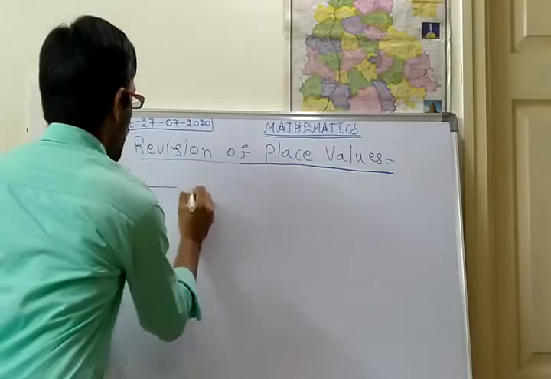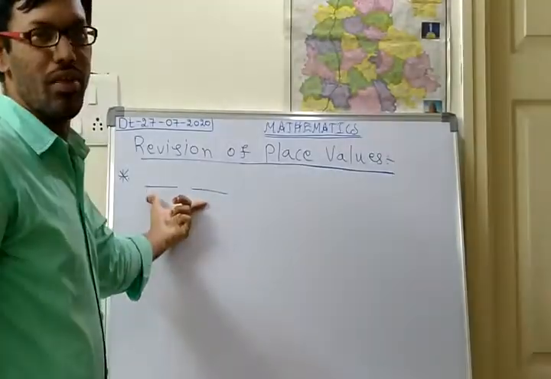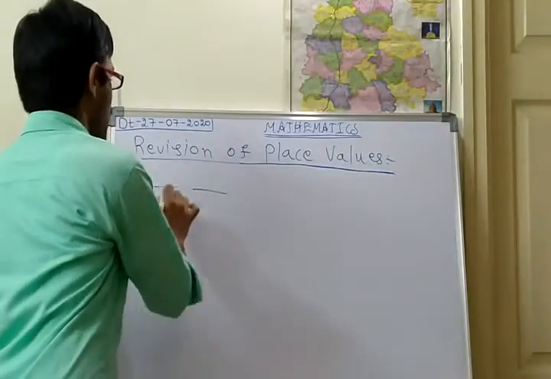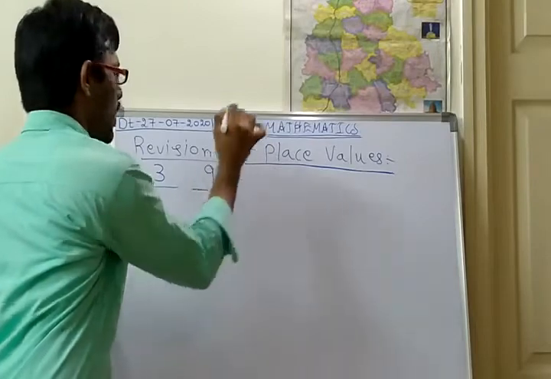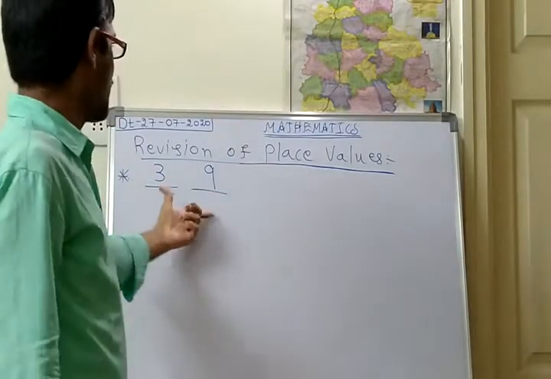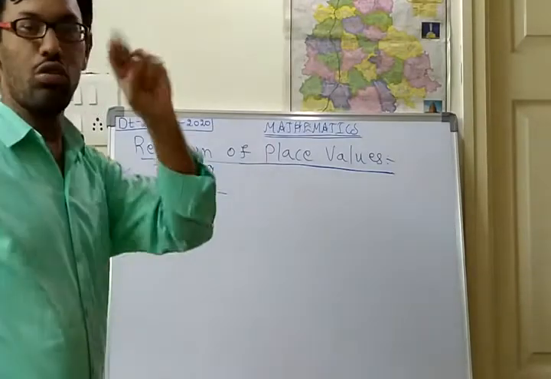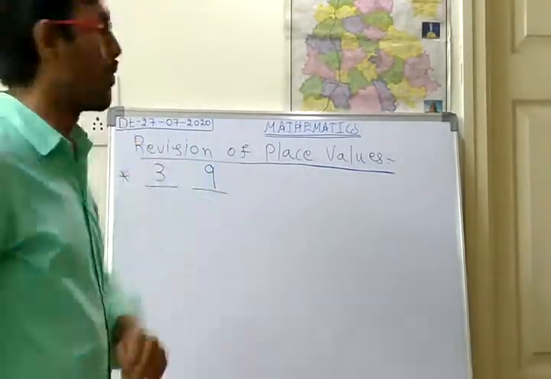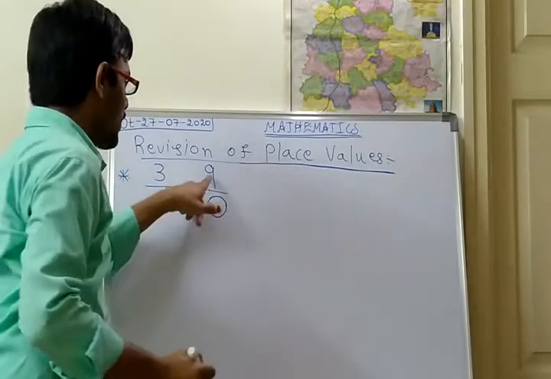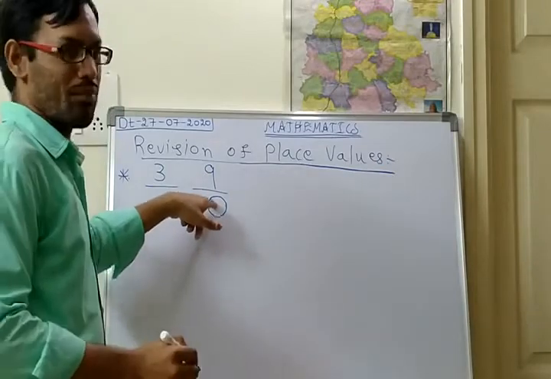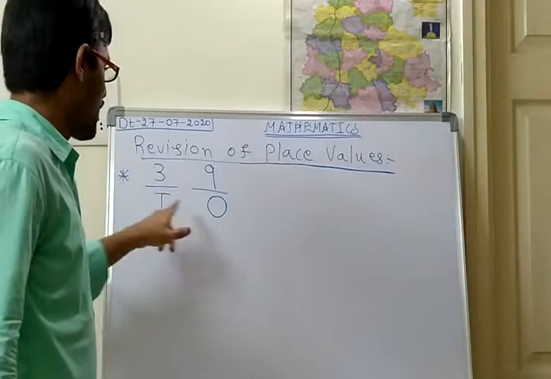Here we shall see with a 2 digit number. Suppose I am taking the number 39. 39 is a 2 digit number. This 2 digit number has two places. What are the 2 places? The first one is this place, which is called ones place. And this place is called tens place. So ones place and tens place.